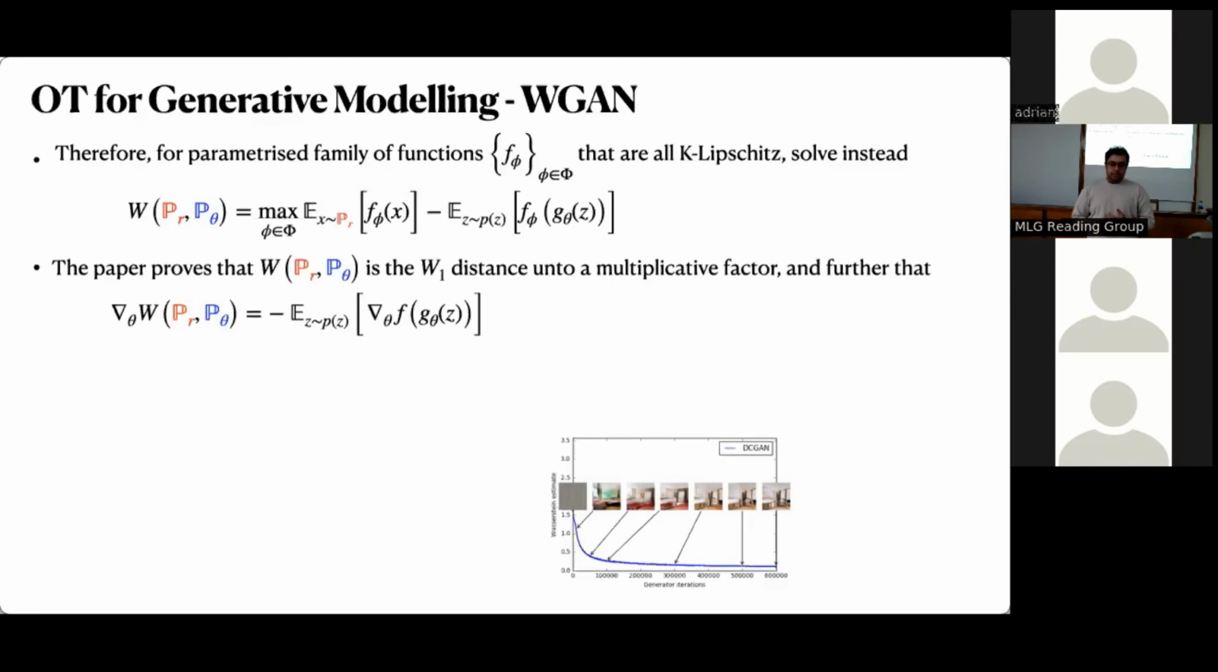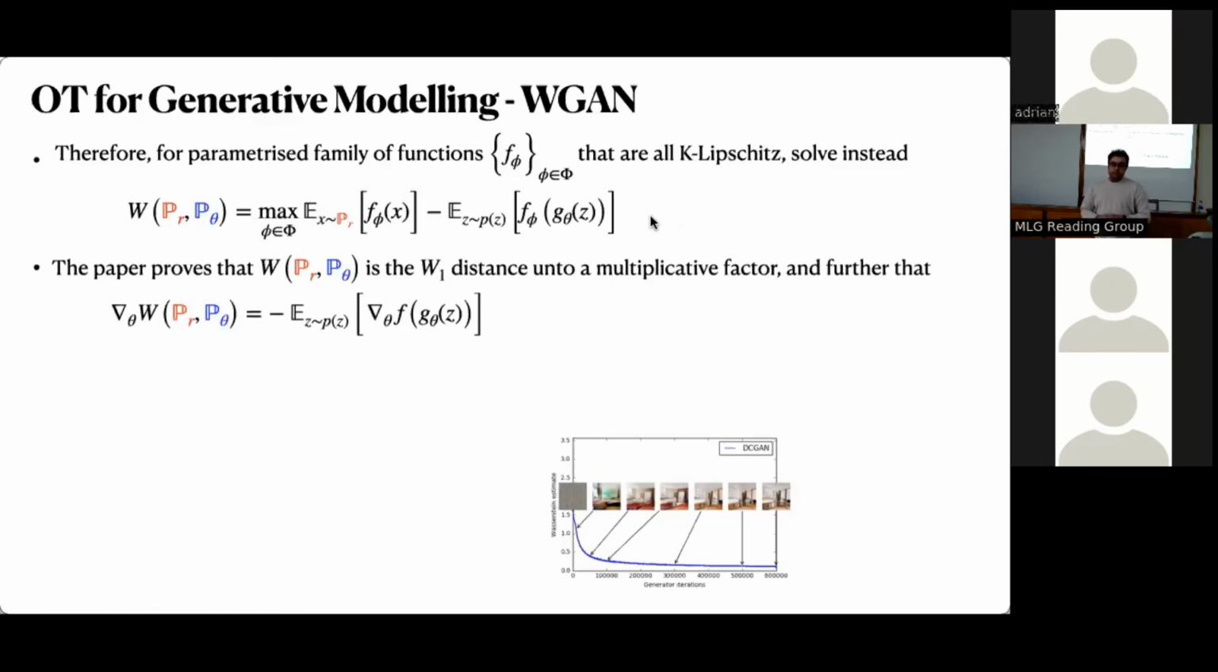And it ends up being pretty simple. It's just the expectation over your latent space of the gradient of f of the push forward with respect to theta. And so all these terms are now tractable. What you can do is you can run a min-max optimization scheme where you take one step to maximize the distance in this term here.